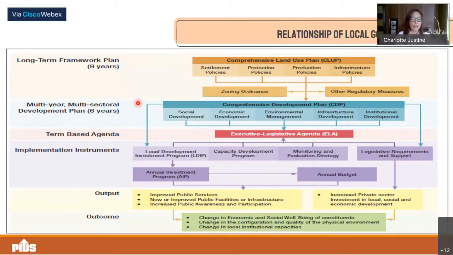So finally, for the implementation instrument, the LDIP, which is valid for 3 years, we did the same exercise. We asked them, do you have an LDIP? And 97.7% said yes. And then when we looked at the validity or the currency, plus or minus 2 years, because it should be valid for 3 years, what we found was that only 31.2% of those who said yes were in fact current.